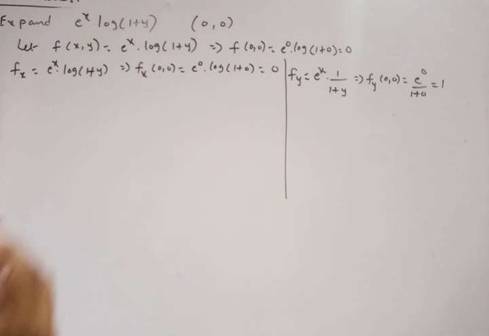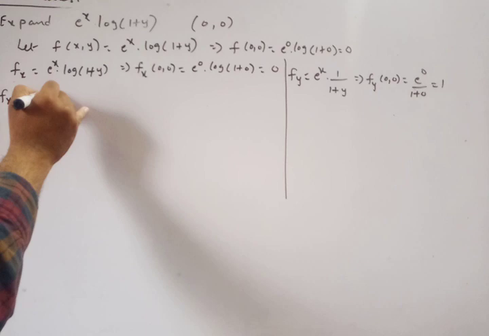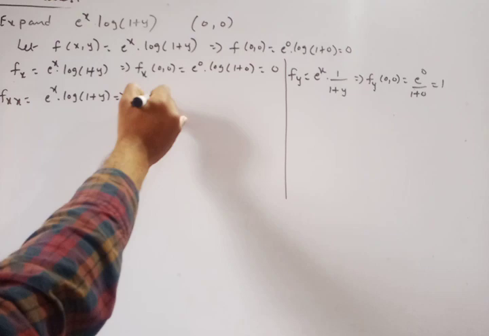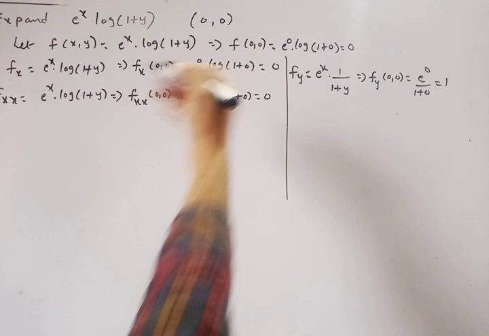Next, f double x, which means differentiating two times. Again the differentiation of e^x is e^x only, and log(1 + y) stays as it is. Where we have to find f double x at (0, 0), that means e^0 into log(1 + 0), and we are getting 0, correct?